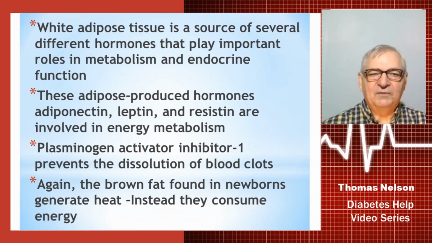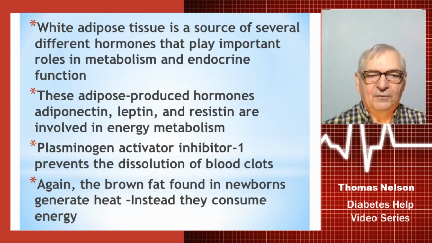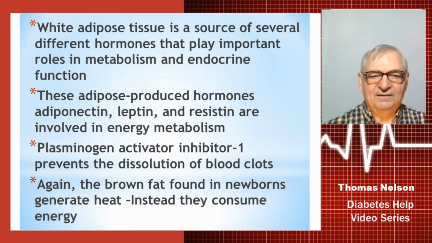So white adipose tissue is a source of several different hormones that play very important roles in the metabolism and endocrine function. Those adipose-produced hormones, adiponectin, leptin, and resistin, are involved in energy metabolism, the production of energy. Plasminogen activator inhibitor 1 prevents the dissolution of blood clots.